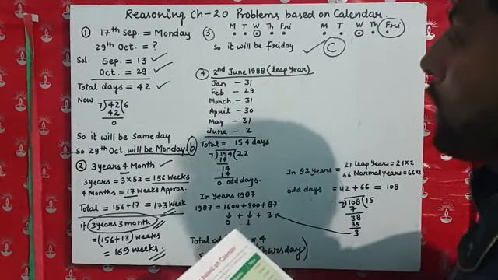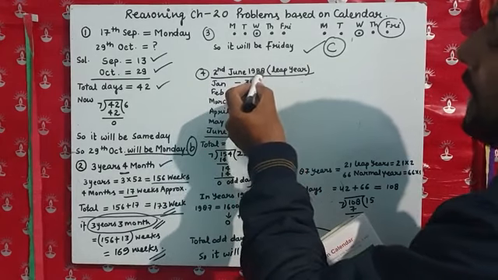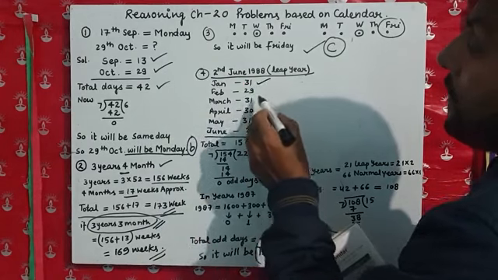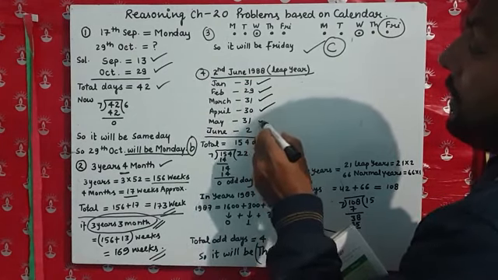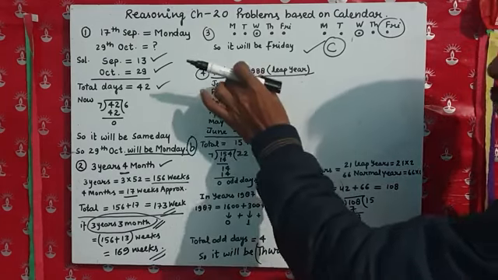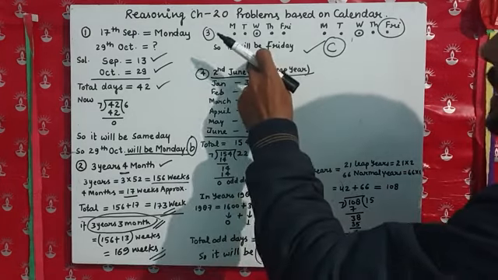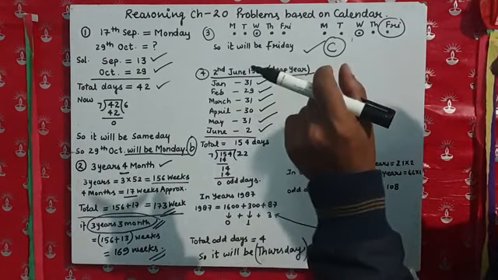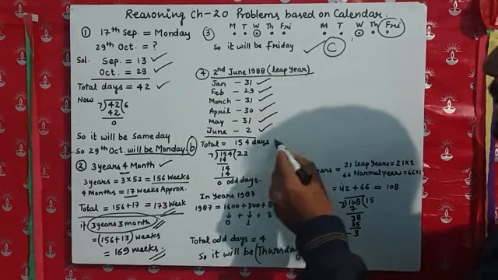So now we are going to count the total days up to 2nd June 1988. We count from January: January 31, Feb 29, March 31, April 30, May 31, and for June we take only 2 days. So if we find the total, there are 154 days in the year 1988 from 1st Jan to 2nd June.